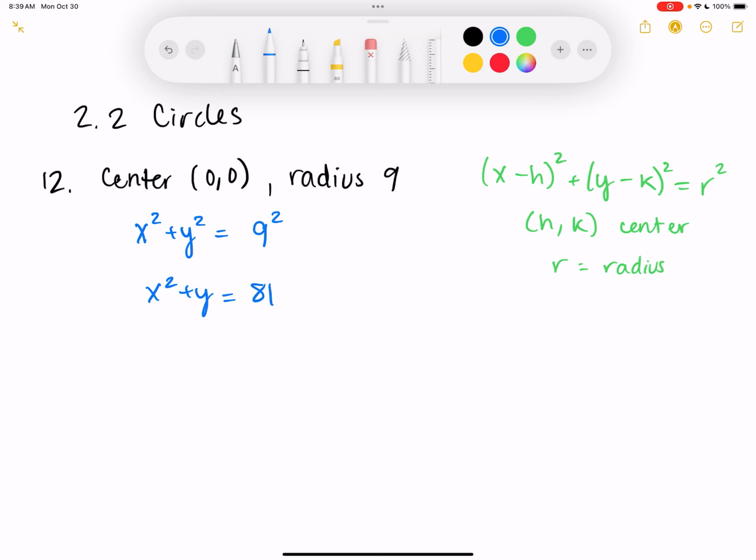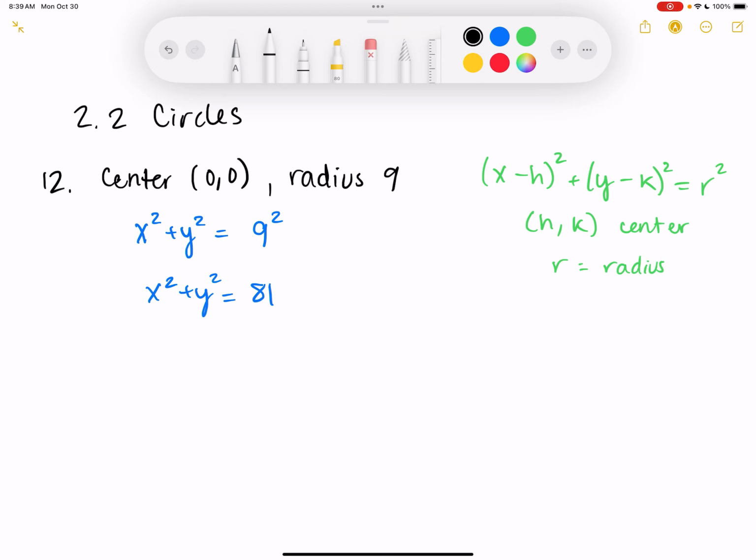Now, they want you to graph them. I'm not going to ask you to graph them. But it basically would just be a circle with a radius of 9. And it would go at 9 on the x, y, and so on and so forth to make a circle. So, let's see, what's next? Let's look at 18.